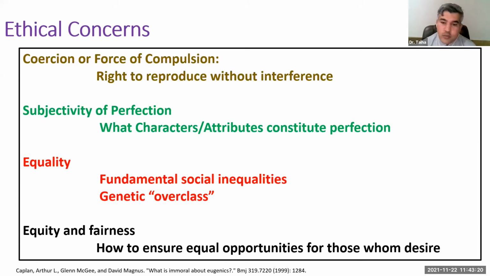For some people perfection would be, for example, having two eyes, and somebody will say no, it's not like that. So how are you supposed to manage that? And there is equality: fundamental social inequality, and you will be creating a genetic overclass, which ultimately will create problems. And equity and fairness: how to ensure equal opportunities for those. Whatever the technology available, it should be equally and fairly distributed.